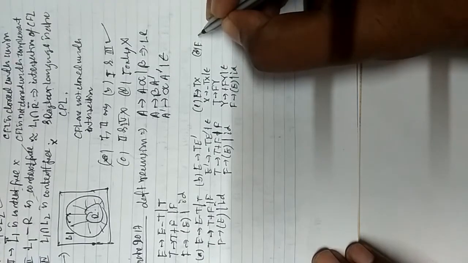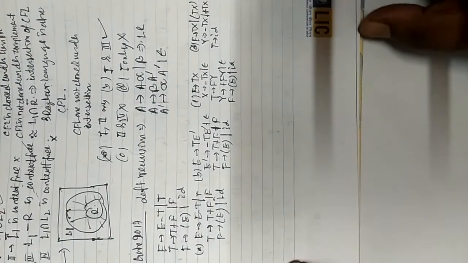And the fourth option is given, hope it is visible: E to TX or in brackets TX, and X to minus TX or plus TX or epsilon, and T to id. Okay, so let us now try to figure out the answer.